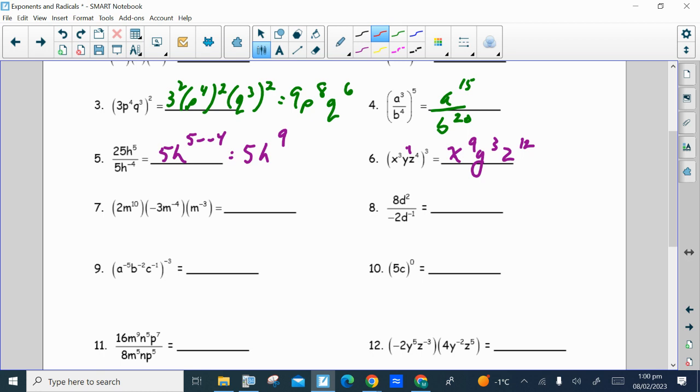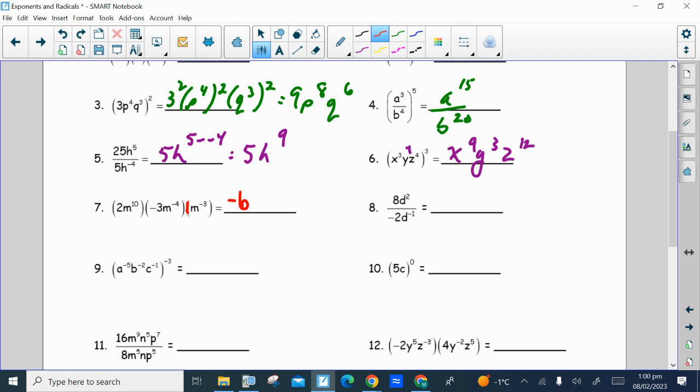Question 7. I'm going to do this in 2 steps. The first step is multiply the 3 coefficients together. It's 2 times negative 3 times positive 1. Right? There's no number in front of the m to the negative 3, but you can always add a coefficient of 1 in front of anything. 2 times negative 3 is negative 6 times 1 stays negative 6.